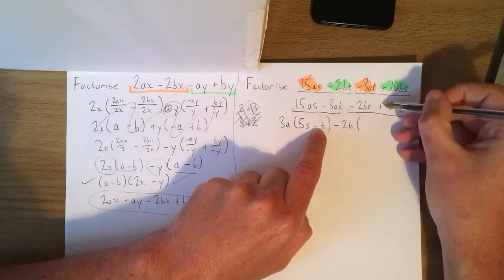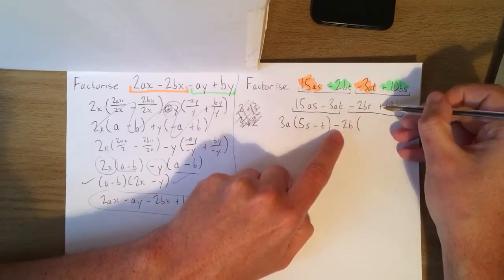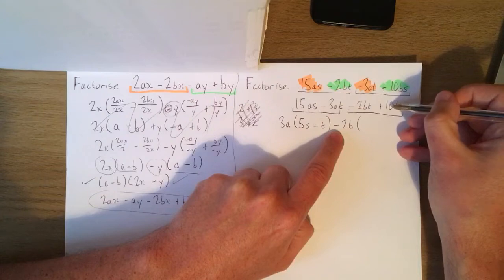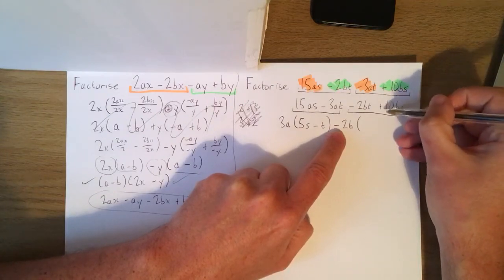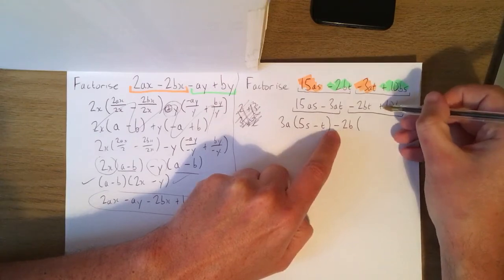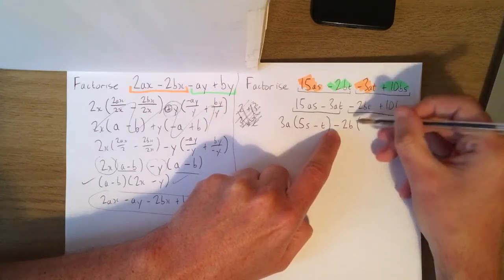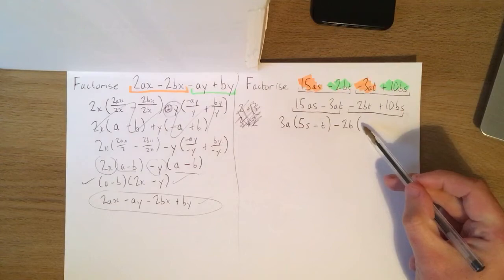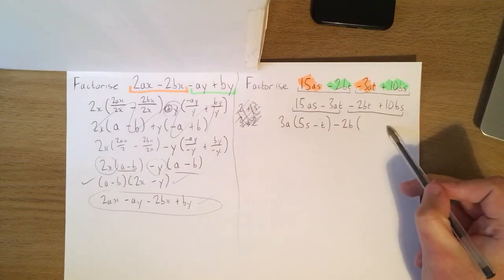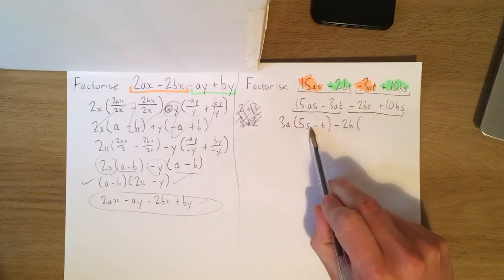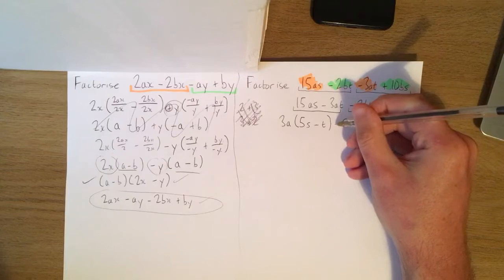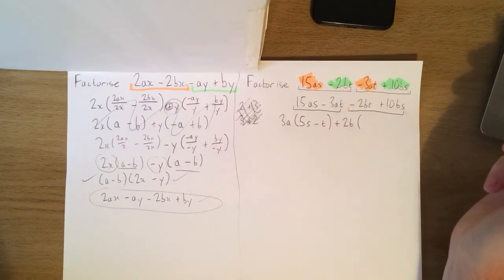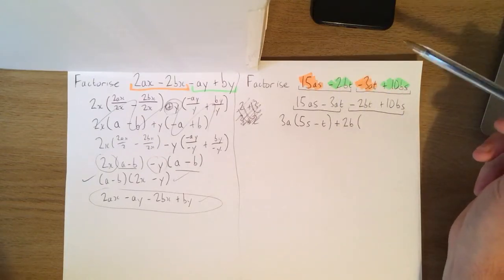And if I factorized minus 2b out of plus 10bs, I would end up with minus 5s, because plus divided by a minus is a minus. So if I take the minus out here, I actually end up with plus t and minus s, which is not what I want. I want the s to be positive and the t to be negative. So it actually is plus 2b that you take out here.